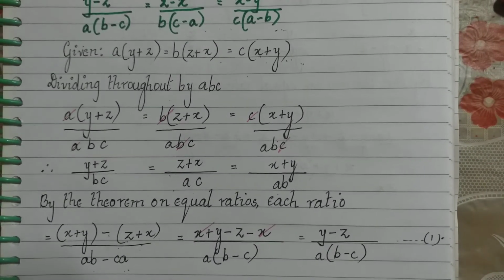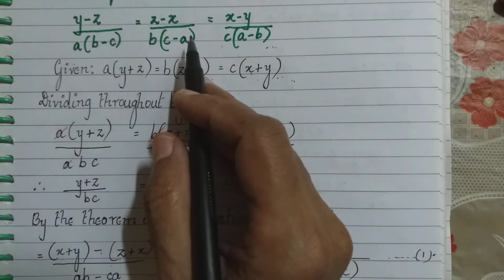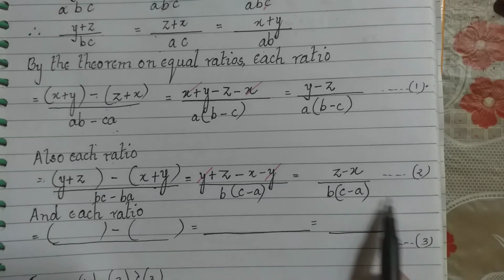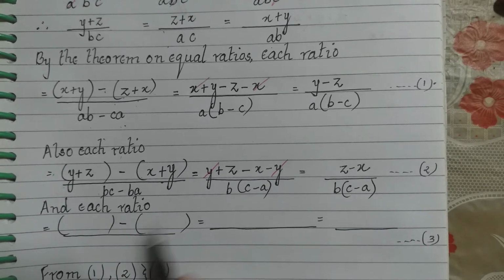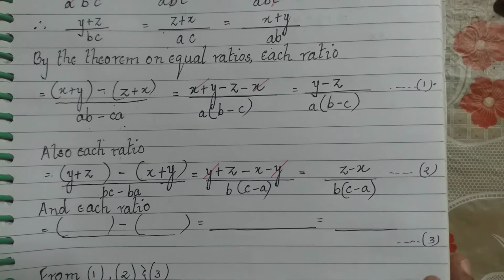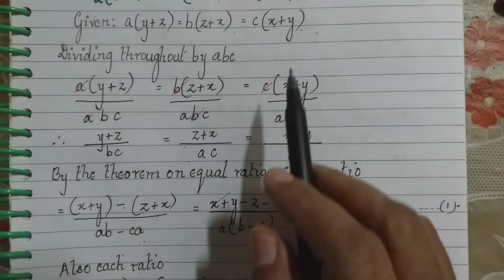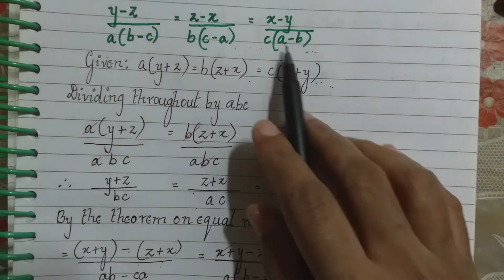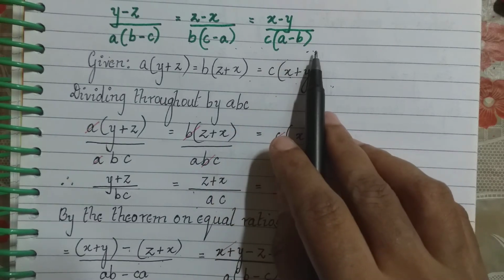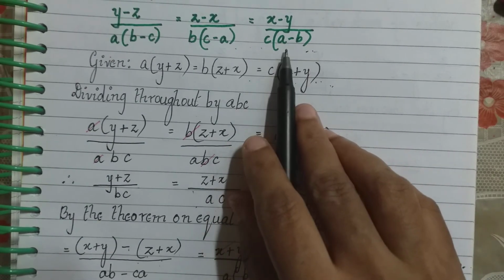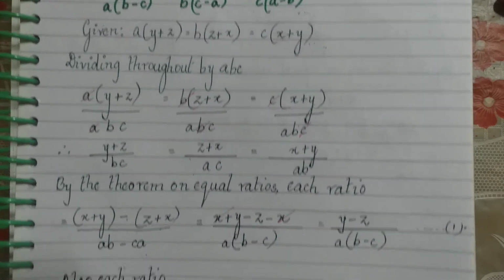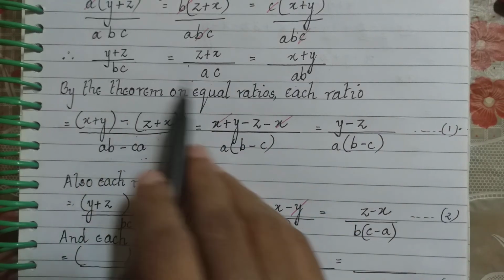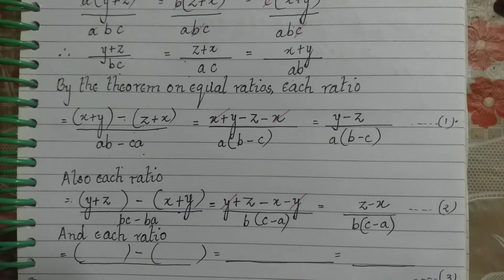Now I go back to what I had to prove and see whether it is the same. z minus x upon b into (c − a). So that is the second, and each ratio is equal to it. Same way we do for the last one. What are we to prove now? Here the third one is what? We have (x − y) upon c into (a − b). That is ca minus cb. So when I say ca minus cb, this is ca, this is cb, so second term minus the first term.